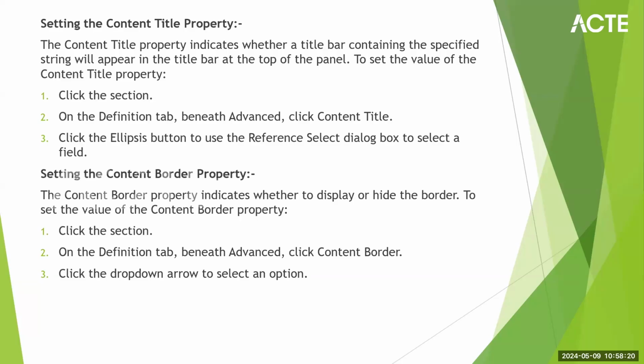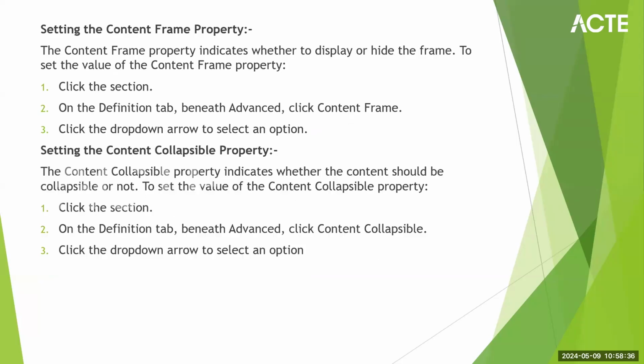Setting the content border property. If you wish to display the border for that particular content, you can use this. Click on the section, on the definition tab beneath advanced, click content border and click the drop down arrow to select an option, like hide border or display the border. Setting the content frame property. If you want to display or hide the frame for that content displayed on the UI by default, click on the section, on the definition tab beneath advanced, click content frame and click the drop down arrow to select an option.